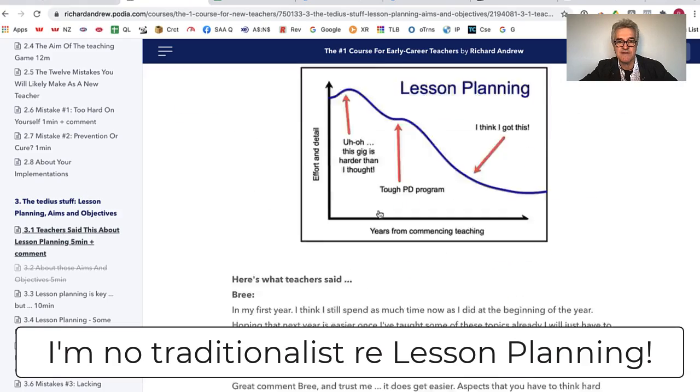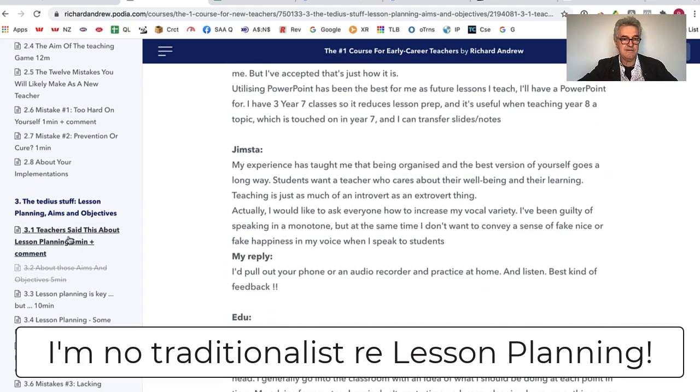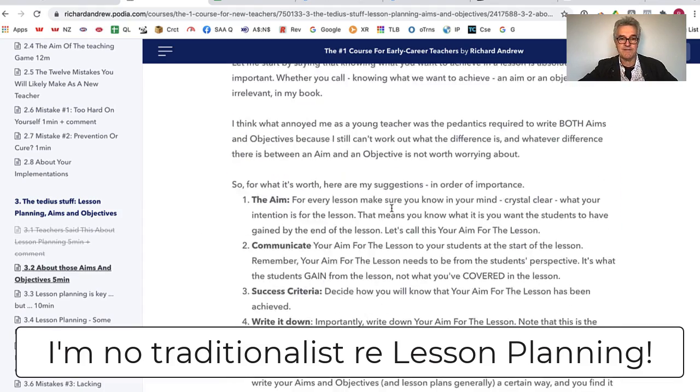So in 3.1, feedback from teachers. Yeah, this is what people said. So you can have a look at that. It's quite interesting. And then this is my take.